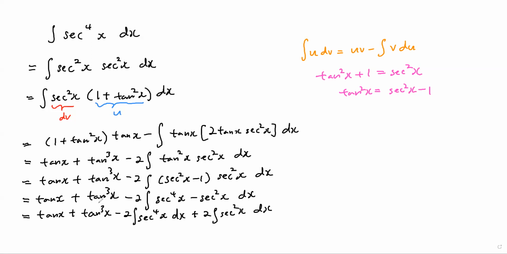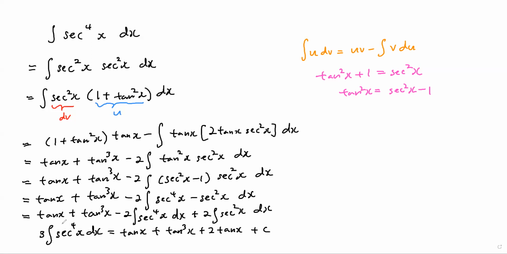So I'm going to add to both the left-hand side and the right-hand side of the equation 2 integrate secant to the power 4x. Basically on the left-hand side, now I will have 3 copies of the integral of secant to the power 4x dx, equal to tangent x plus tangent cube x plus 2 times the integral of secant square, which is basically just 2 tangent x, and then plus c. We can write the plus c now or later.